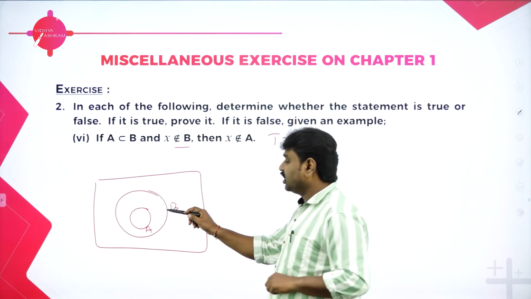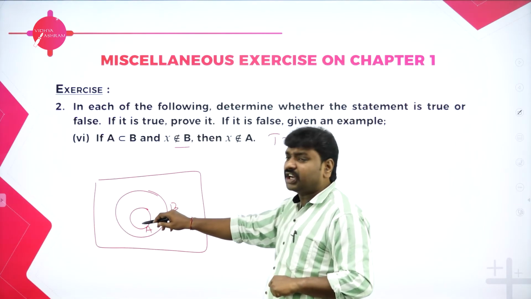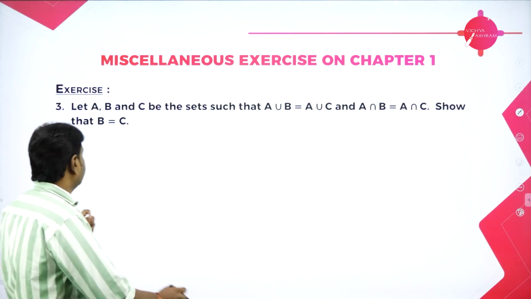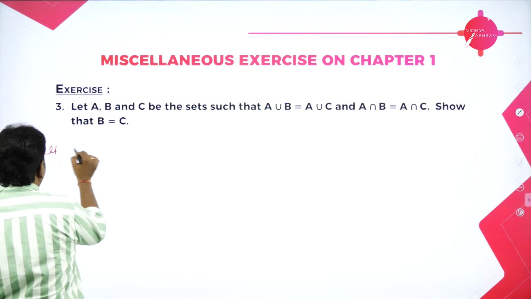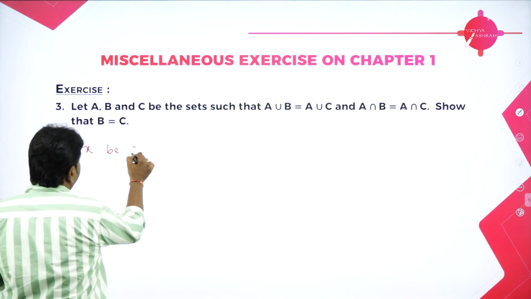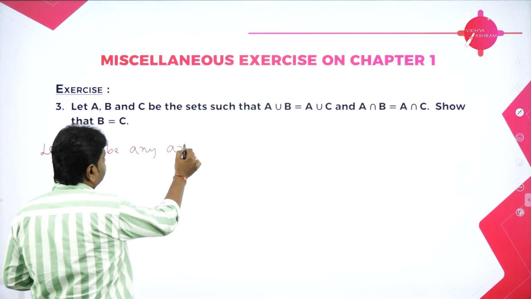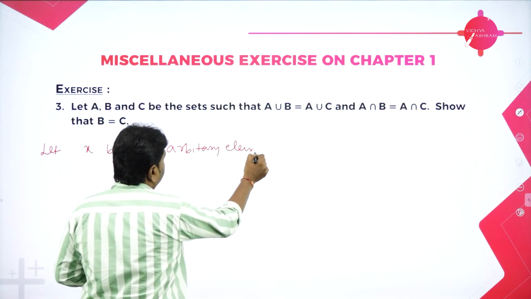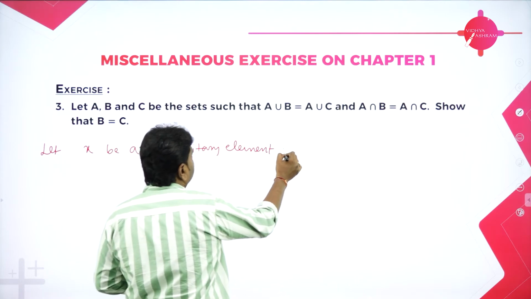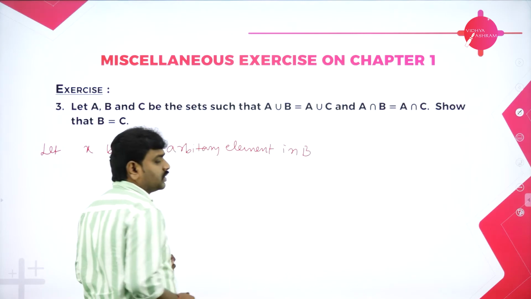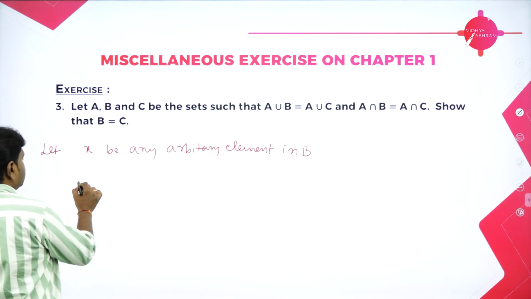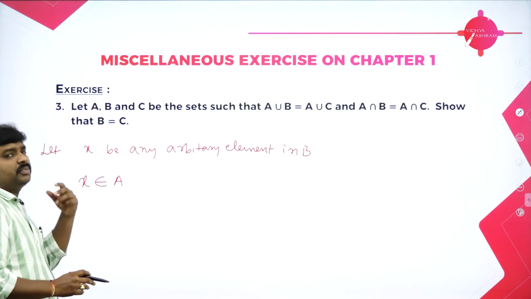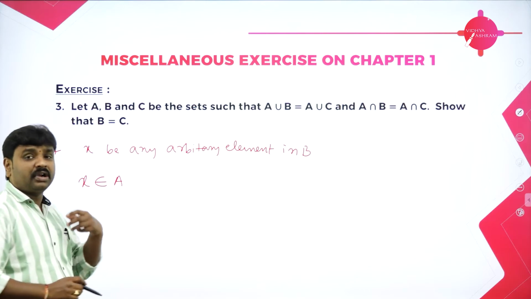So A is contained in B. If element is not in B, definitely it will not be in A. This is true. So we'll prove this by what? Definition method. That is, let X be an arbitrary element in set B. And two cases arise. X belongs to A, and the other one, X may not belong to A.